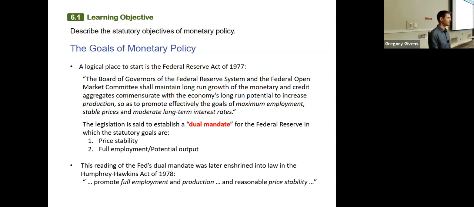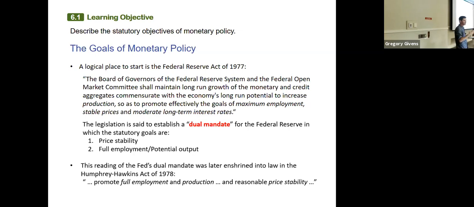What does price stability mean? Does that mean that the prices of goods and services should be fixed over time? Does that mean that the cost of living should be fixed or stable over time? What exactly does price stability mean? What is long-run sustainable employment?